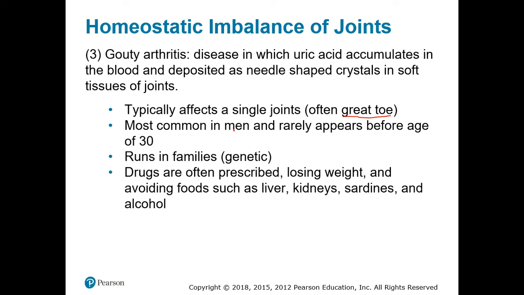It runs in families, so there is a genetic aspect to it, and typically drugs are prescribed to help with it, along with losing weight and even changing your diet. Because this uric acid comes from some of the stuff in your diet. So they're going to tell you to avoid things like liver, kidneys, sardines, and even alcohol.